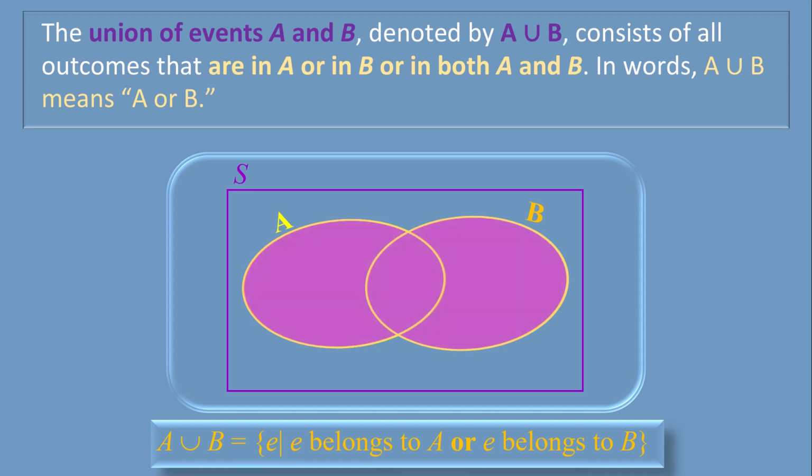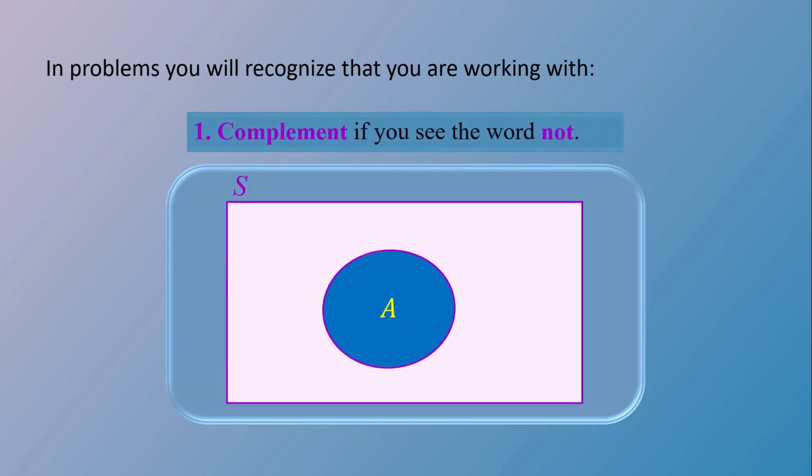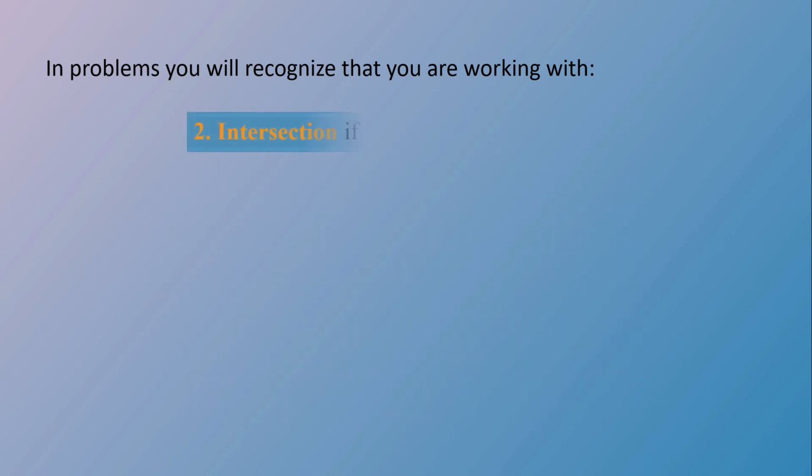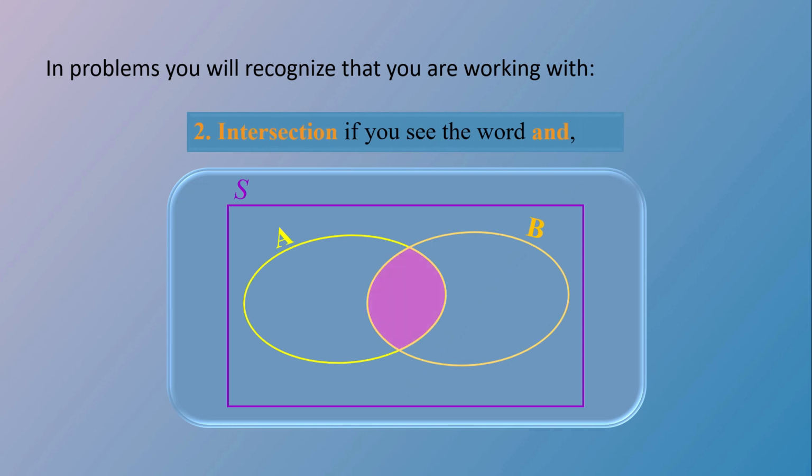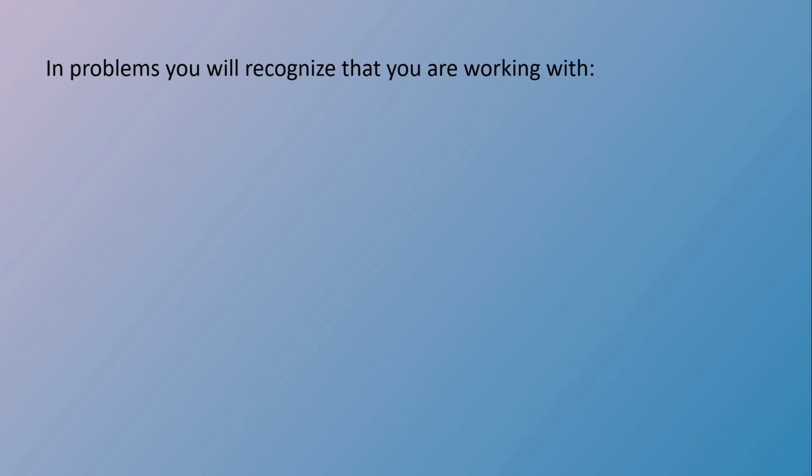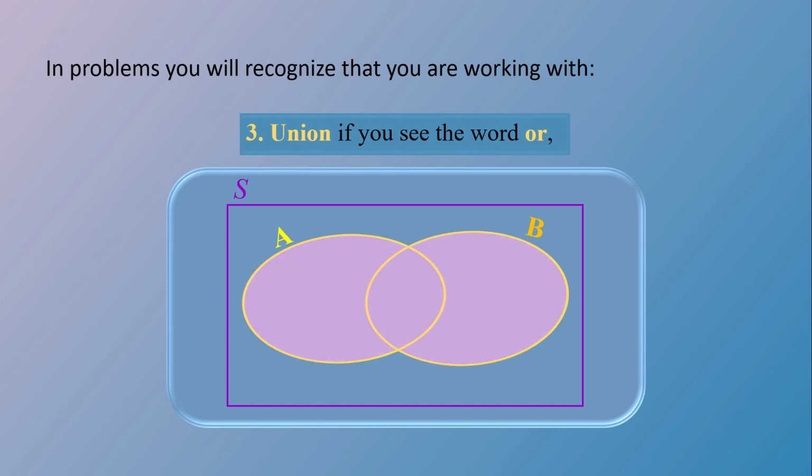Next problem is, how do we recognize union, intersection or complement? Yes, I can explain it this way. Complement, if you see the word not, so you see the area, the A complement. The intersection, if you see the word and. The union, if you see the word or. Yes, so that's the main key to recognize these three events.